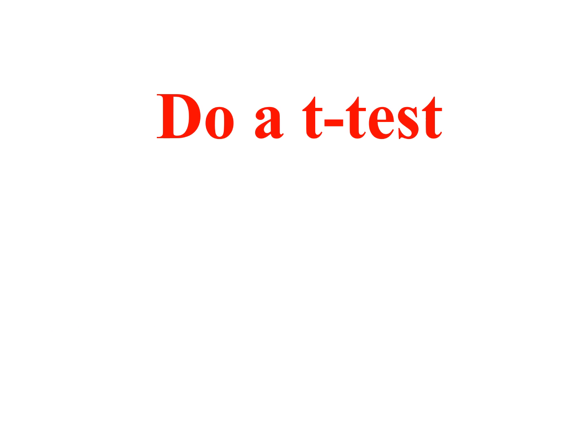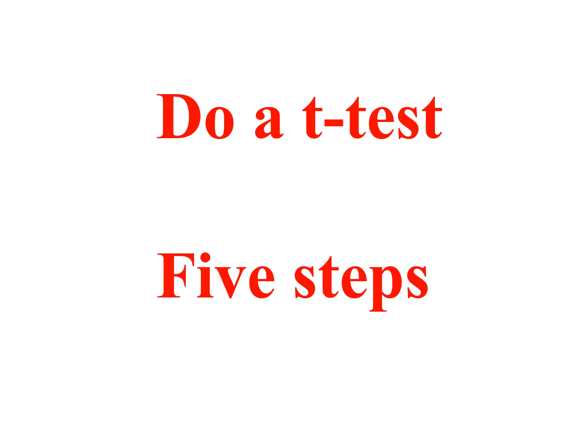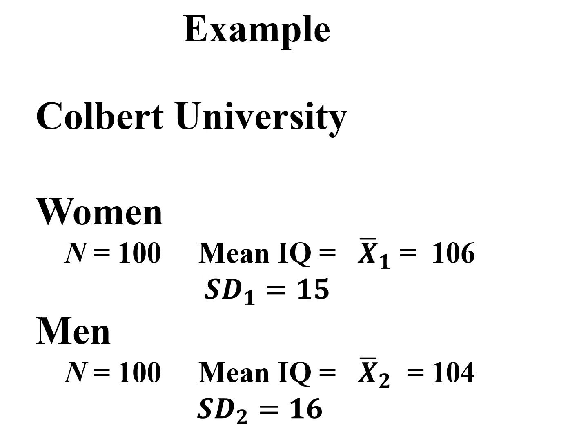And now I'm going to show you how to do a t-test. There are 5 steps for doing this. We're going to be using the same example as before. We have 2 samples, men and women at Culver University. The mean IQ for the women is 106, and they're sample 1. The mean IQ for the men is 104, and they are sample number 2. The standard deviation of IQ scores is 15 for the women and 16 for the men.